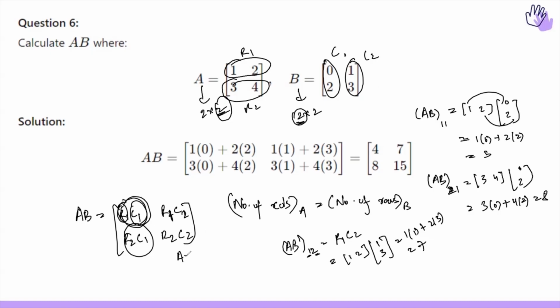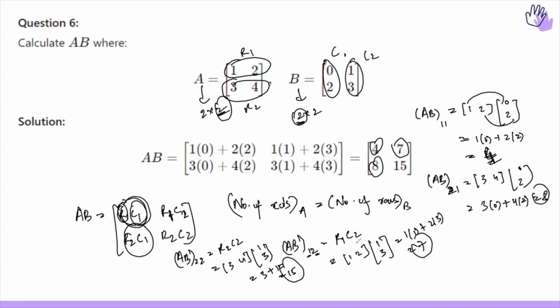Now AB 2 2 will be R2 C2, so row 2 and column 2. Row 2 is 3 4, and column 2 is 1 3. So if you multiply them, you get 3 plus 12, that is actually equal to 15. So this is AB 1 1, which is actually 4, not 5. So 4, and we have 7 here, 8 here, and 15 here. So that is how you calculate the product of two matrices, right? I hope you people have understood. Come to the next question.